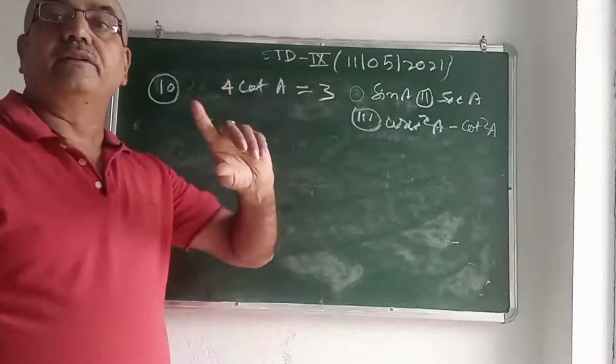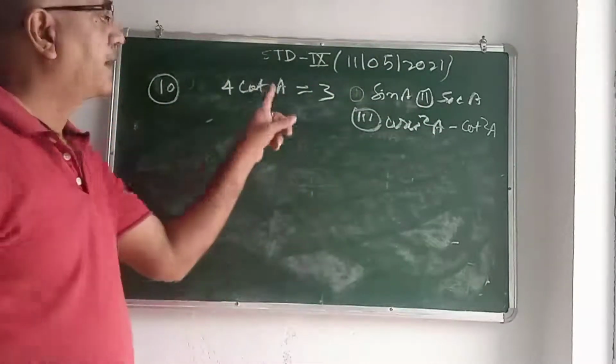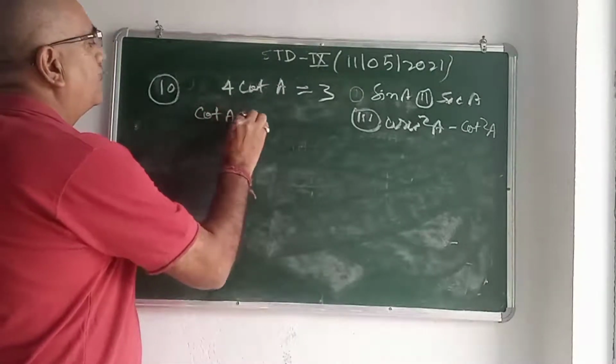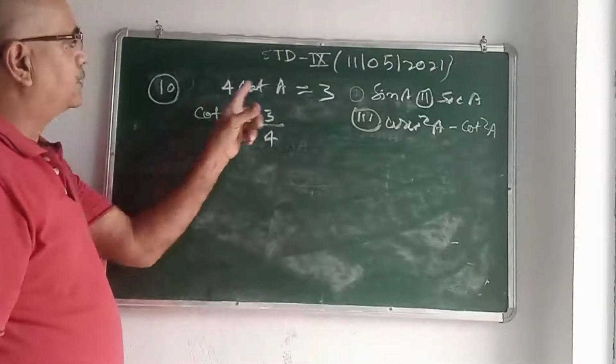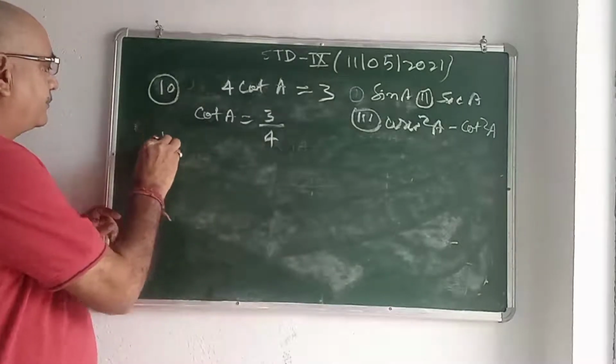4 cot A equal to 3. Now this question is the same as the last one, but written in a different way. Can we write this question as cot A is equal to 3 by 4? This will come here. Now draw the right angle triangle.